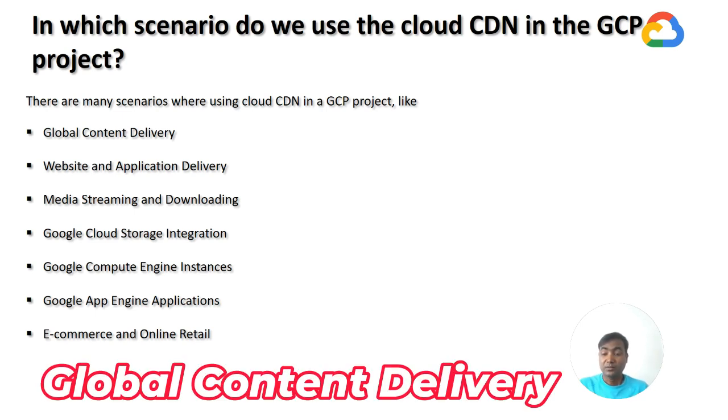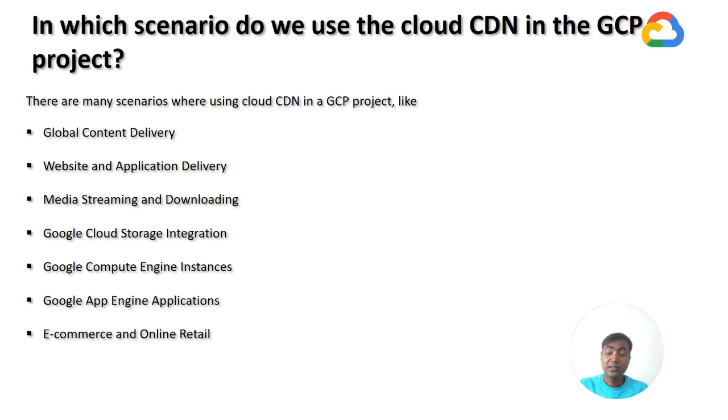And guys, global content delivery: when you have users accessing your content from different regions around the world, Cloud CDN helps reduce latency by serving content from strategically located edge locations. This is particularly beneficial for websites with a global user base. Website and application delivery, guys, public website.